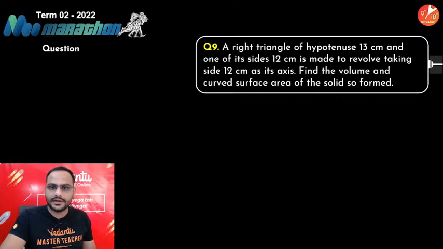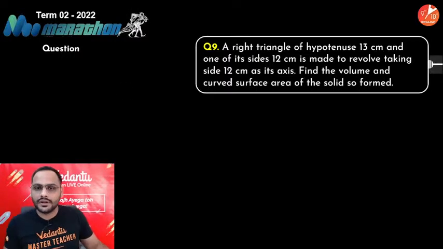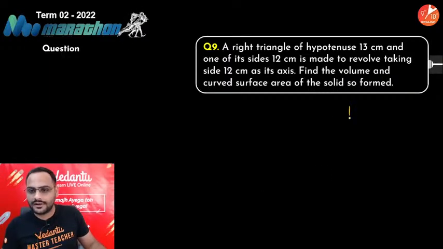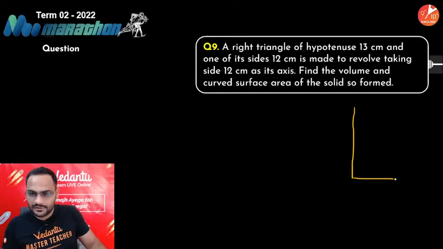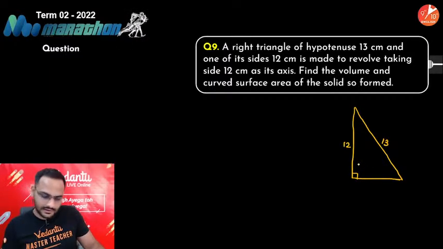Alright. Next question, guys. A right triangle of hypotenuse 13 centimeter and one of its sides 12 centimeter is made to revolve taking 12 centimeter as its axis. Look, it's a clear NCERT based question. Which shape is it going to be? Let me know in the chat box, guys, quickly. What is the shape over here? This is 12, this is 13. It is going to be a cone.